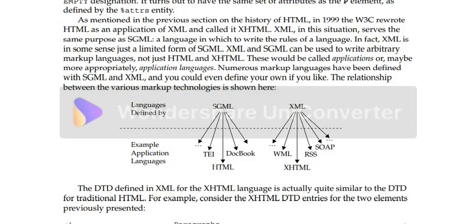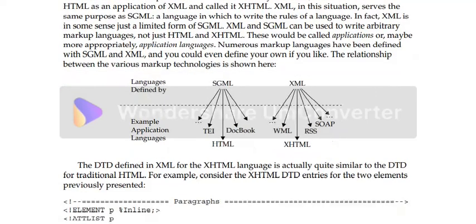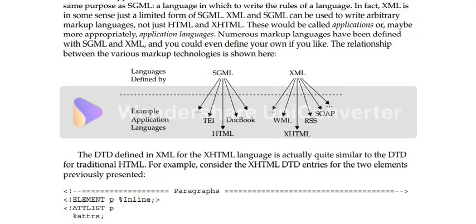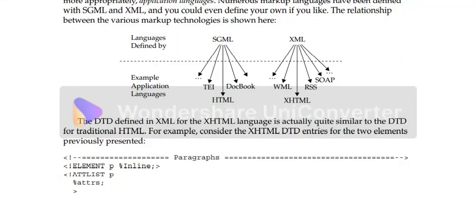The relationship between the various markup technologies is shown here. Languages defined by SGML and XML, with example application languages: HTML, XHTML, DocBook, WML, RSS, SOAP.